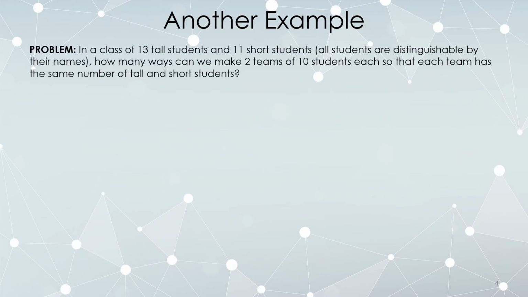Another example. I have a class and it has 13 tall students and 11 short ones. All students, however, can be distinguished, usually. So how many ways can we make two teams of 10 students each? There are 24 total students, but I'm only making two teams of 10. However, I do require that each team has an equal number of tall and short students. So if the first team of 10 students is made with 5 tall and 5 short, then the second team must also be made from 5 tall and 5 short.